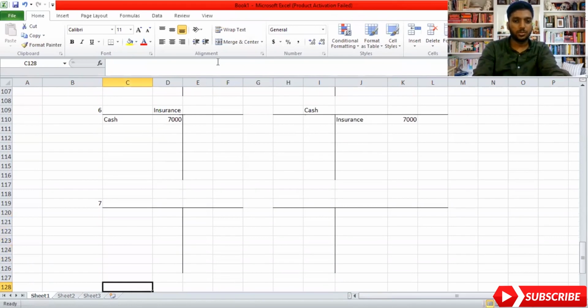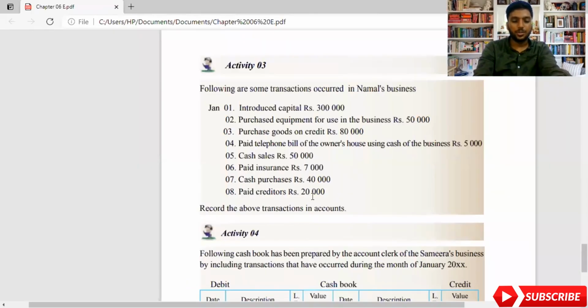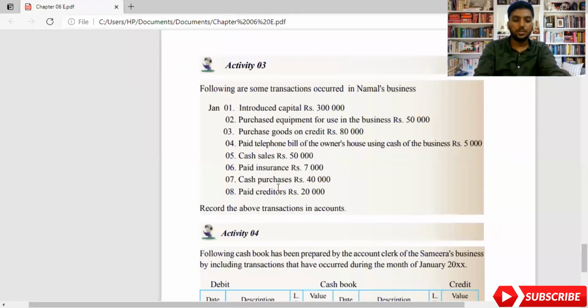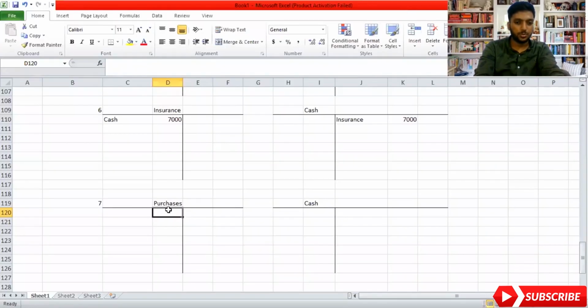So it's adjustment number 7. Cash purchases, rupees 40,000. So when you purchase with cash, what is the amount? When you purchase an asset account, you are going to spend some money in purchasing that. So cash is going to go out of the business. So how much are you purchasing? You're purchasing 40,000 worth from cash.